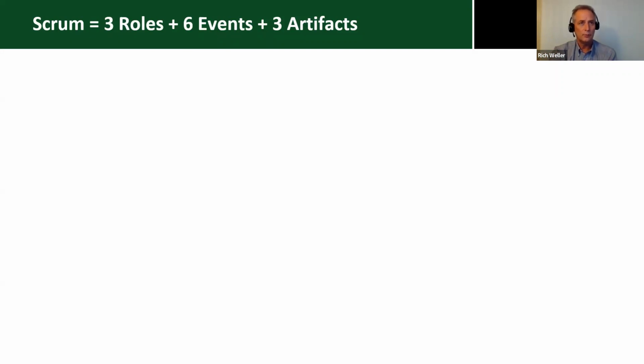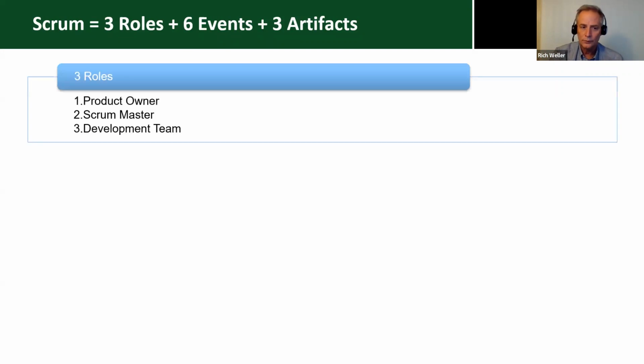But now let me kind of summarize things here around Scrum with this phrase. Scrum is equal to 3 roles, 6 events, and 3 artifacts. So with respect to those 3 roles, the first role that we have is the product owner. We reference the product owner. They are the voice of the customer. They set the vision or the intent for our project, and they also set the priorities in that product backlog.